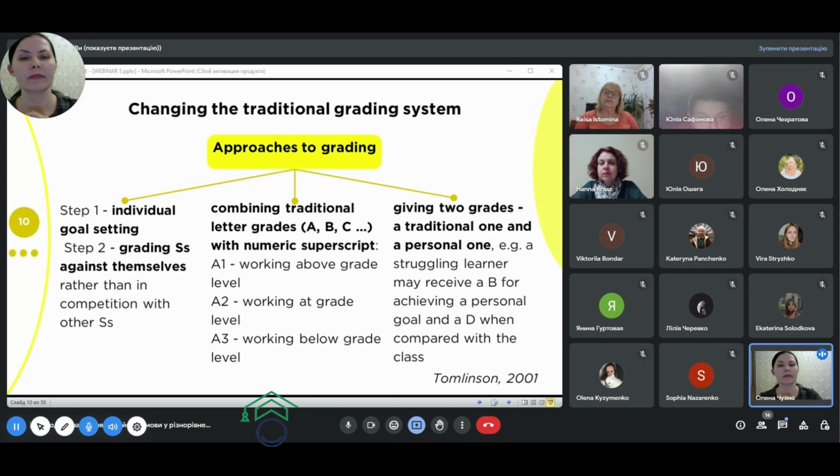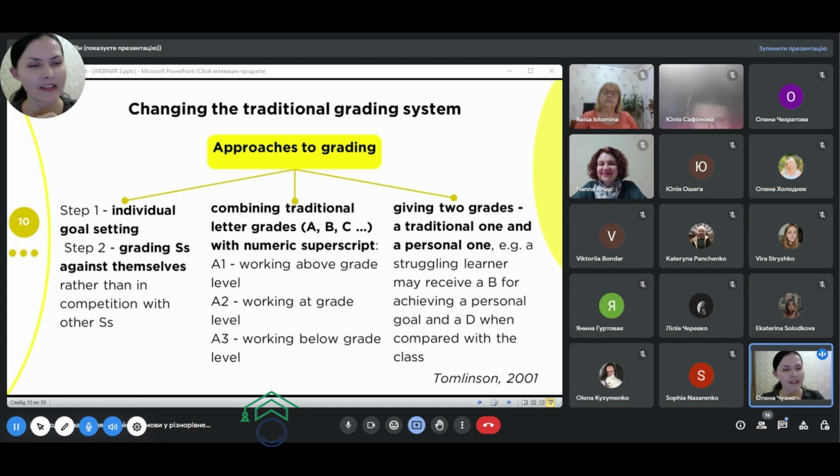Alternatively, an advanced student can receive an A when compared with the class, and, for example, a C because the student hasn't made any progress during some period of time. So parents will understand that their child is just lazy, not doing anything at your lesson.